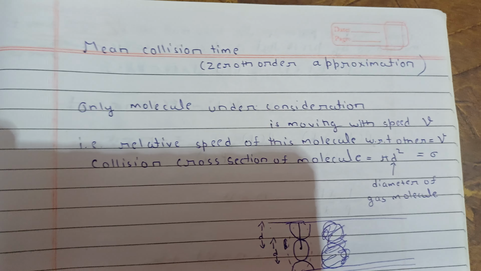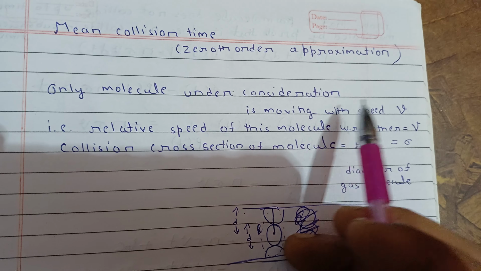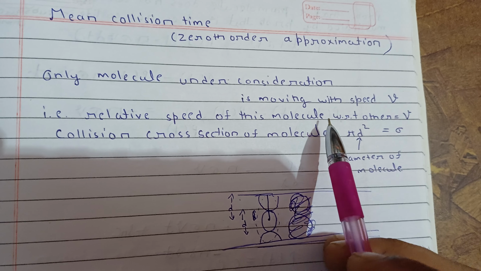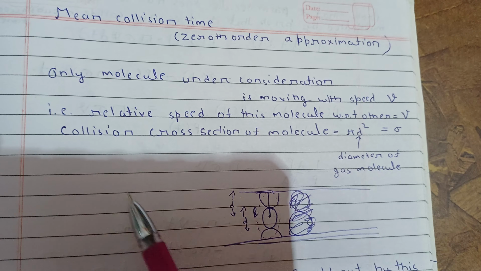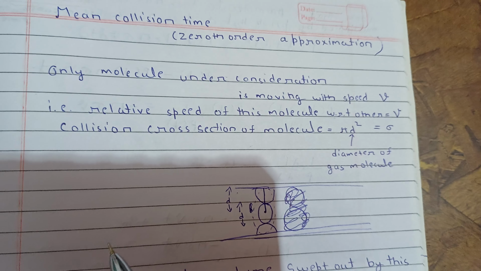So, mean collision time. In this, only the molecule under consideration is moving with speed v. I told you this was the approximation here. And what is the meaning of this? The relative speed of this molecule with respect to others will be v, meaning all others are at rest. So the relative velocity of the particle under consideration will be v.